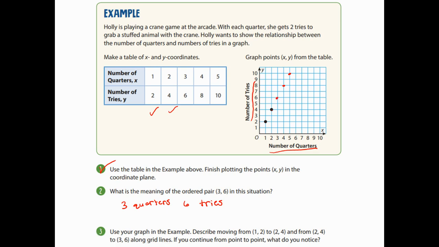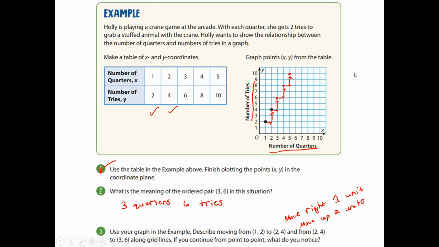Well, for me, if I'm starting here, remember, we always go over first. So for each one, we're going right 1 and up 2. Right 1, up 2. Right 1, up 2. Right 1, up 2. So for this, I would say to go from point to point, we would move right 1 unit, move up 2 units.